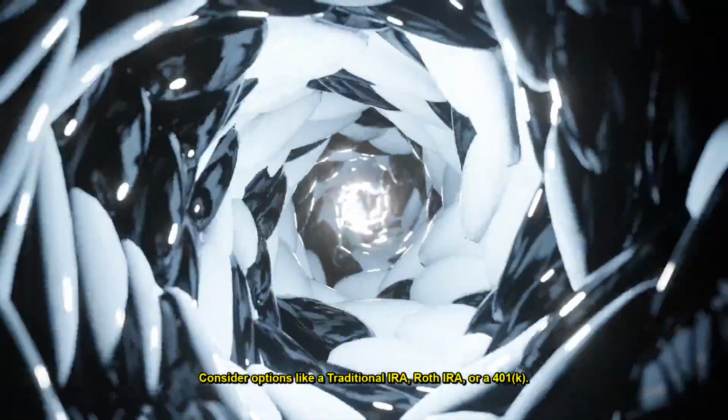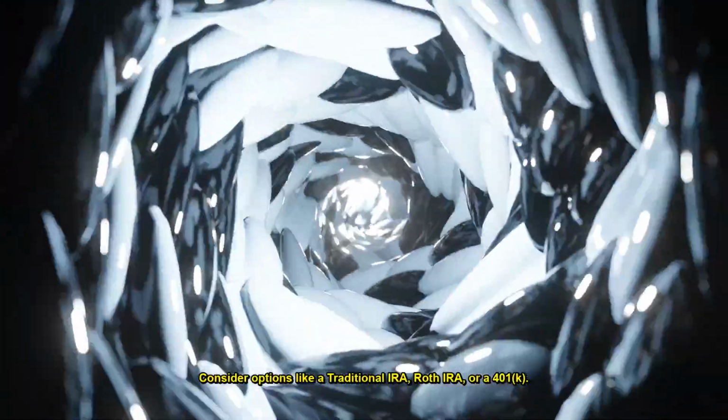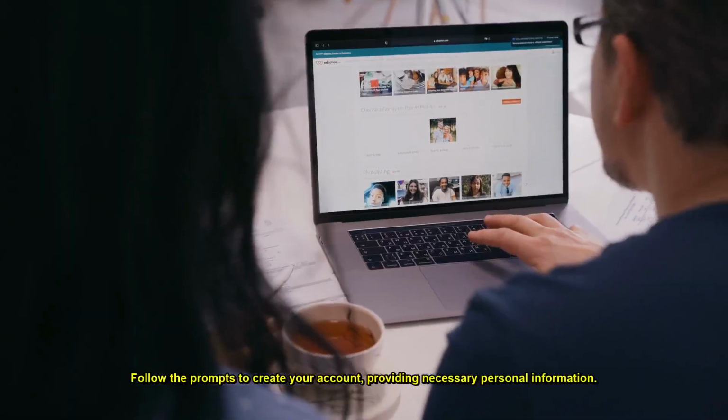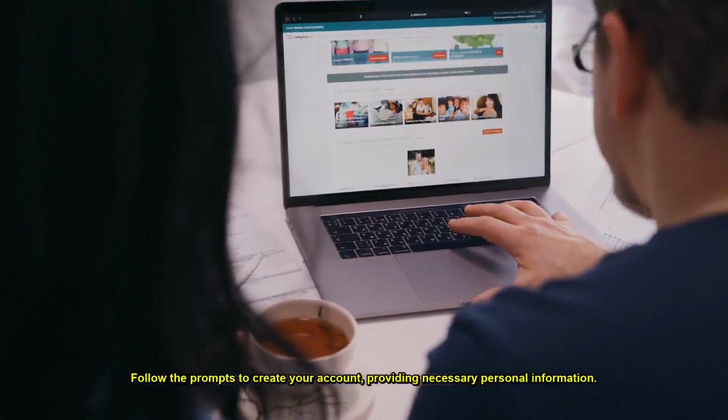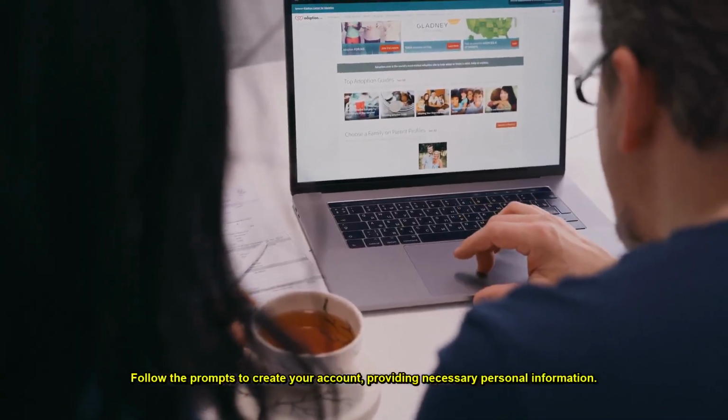Consider options like a traditional IRA, Roth IRA, or a 401k. Follow the prompts to create your account, providing necessary personal information.